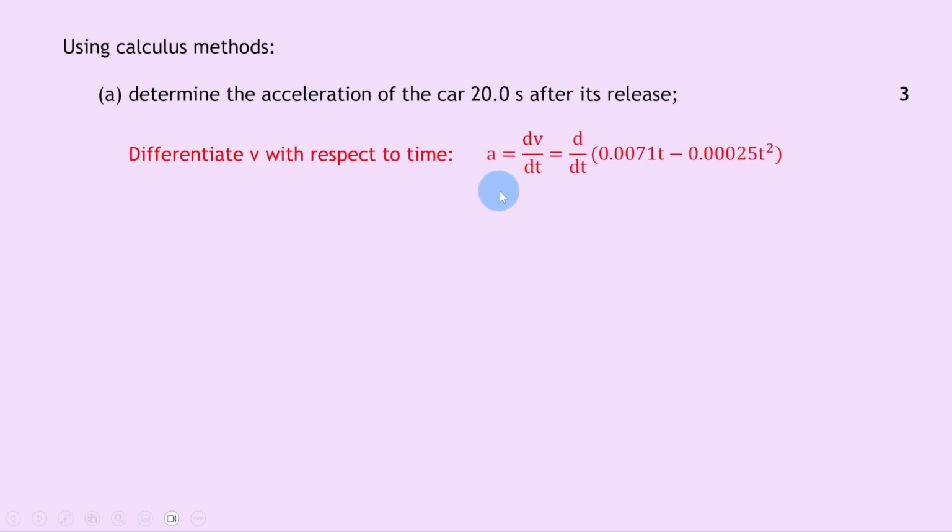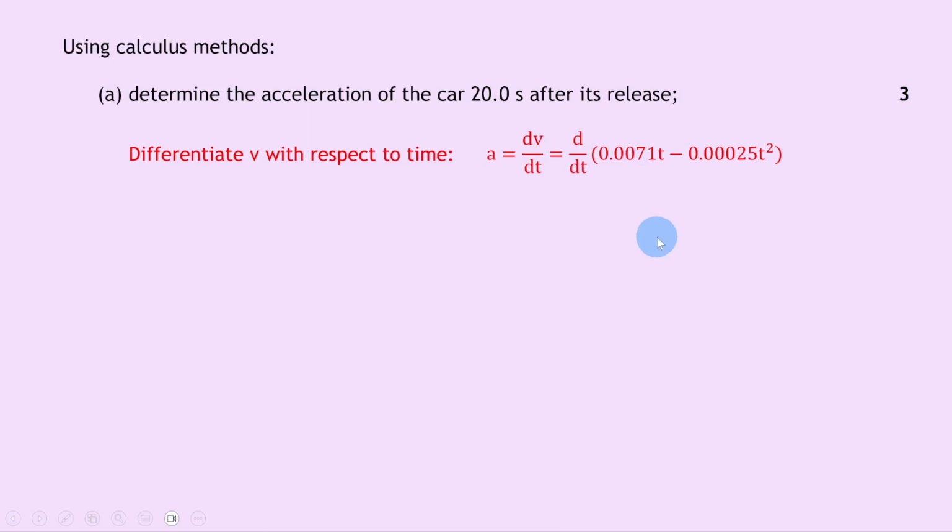So we can write that a equals dv by dt, that is, acceleration is equal to the rate of change of velocity, and remember that expression is on your relationship sheet. And we can say that is the same as writing d by dt of 0.0071 t minus 0.00025 t squared. Or in other words, we want to differentiate the velocity expression with respect to time.